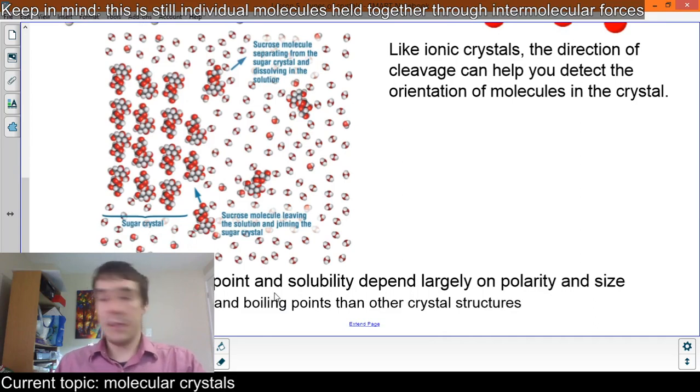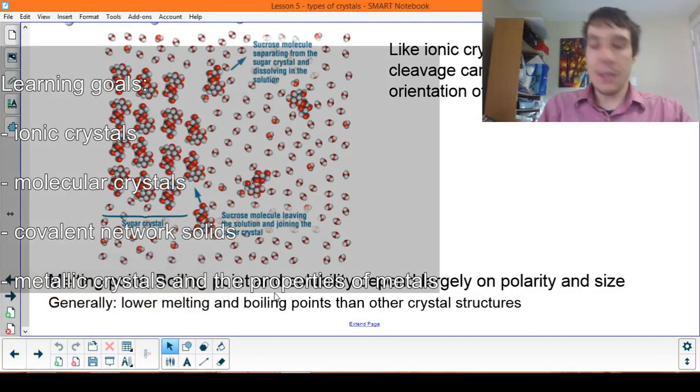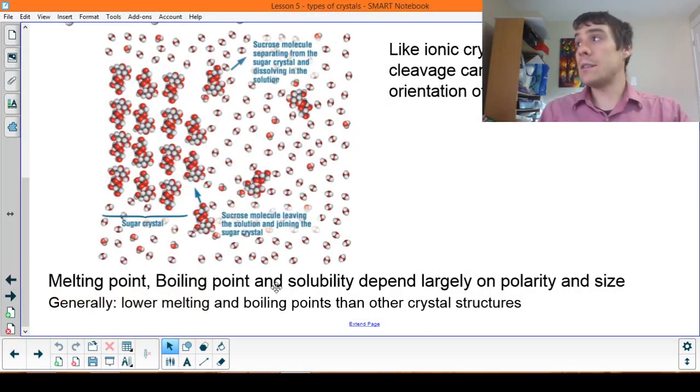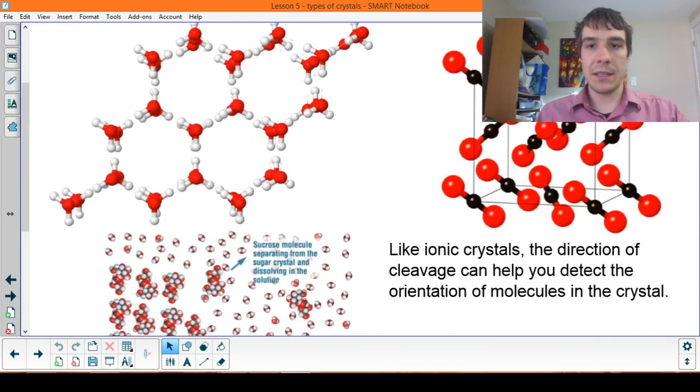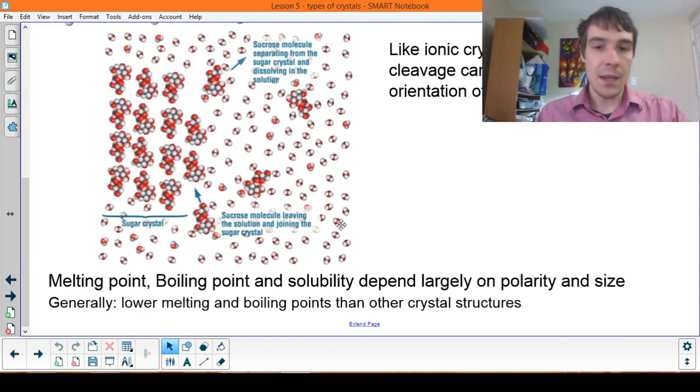The properties of these typically depend a lot on their size. So same with the melting point and boiling point. Generally these are quite soluble in water because they're being held together with intermolecular forces, but something like CO2 is not very soluble in water. And melting point and boiling point, same thing.